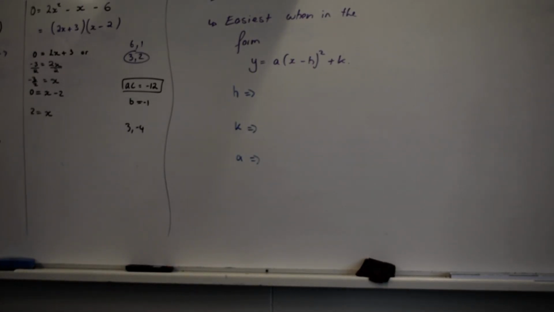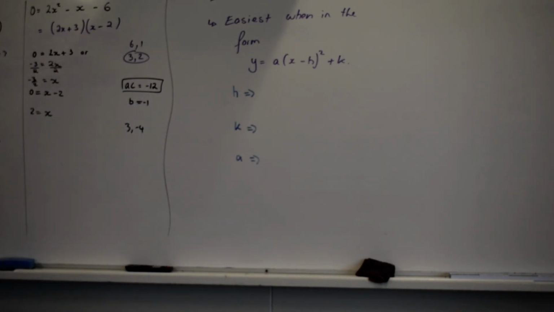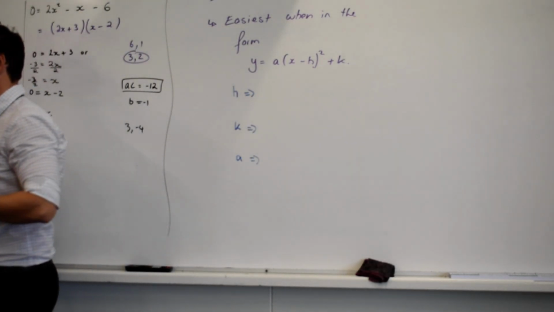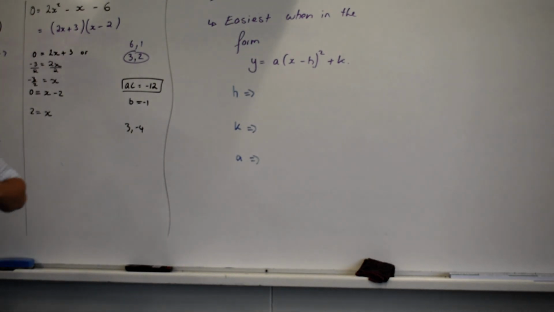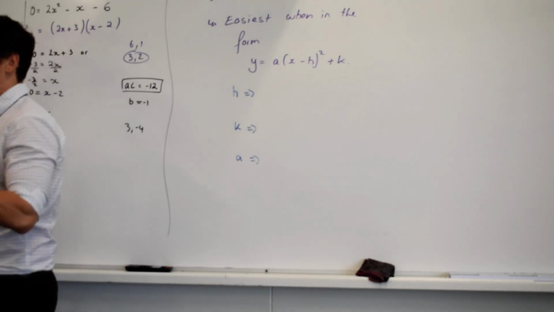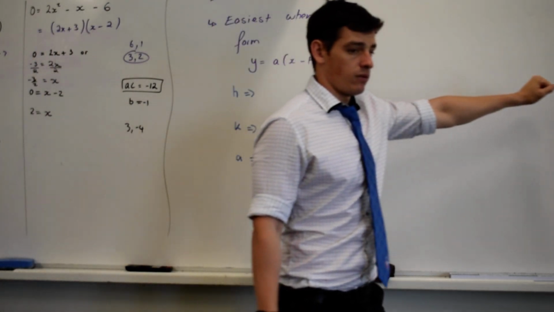So we're going to look at transformations and translations. Now this comes up a heap. This comes up all the time. It's really important we understand this. But the big hint is that it's easiest when it's in this form. And that doesn't change whether it's a quadratic, a cubic, an exponential, logarithmic, or a square root. Whatever the type of function, if we get it in this form, it's nice and easy.